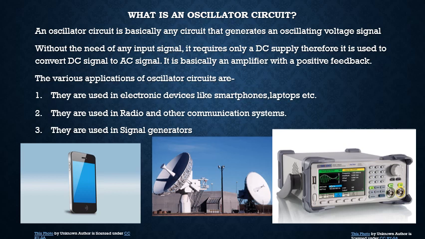Now what is an oscillator circuit? An oscillator circuit is basically any circuit that generates an oscillating voltage signal without the need of any input signal. It requires only a DC supply. So basically it converts DC supply to AC supply. It is basically an amplifier with a positive feedback.